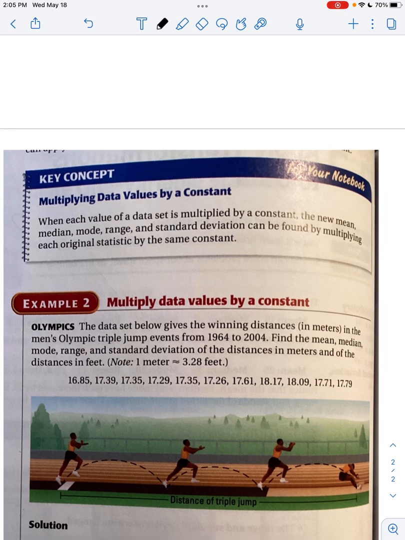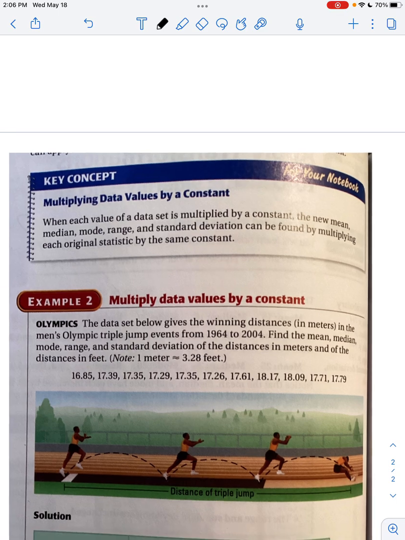Now, it's similar, but a little bit different when we multiply by a constant. When each value of the data set is multiplied, the new mean, median, mode, range, and standard deviation can be found by multiplying each statistic. So this time, the range and standard deviation are going to change.